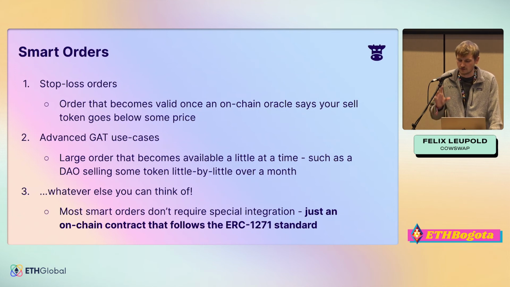If the thing that you're expressing becomes a little bit too complex, you might also have to talk to one of those solvers so that they can actually understand what they have to do in order to activate the smart contract order. But for the vast majority of use cases, you don't even need that. You basically just have this on-chain contract that follows ERC-1271, and it will just work out of the box.